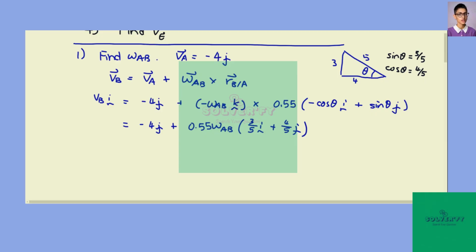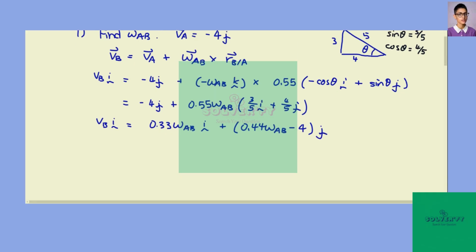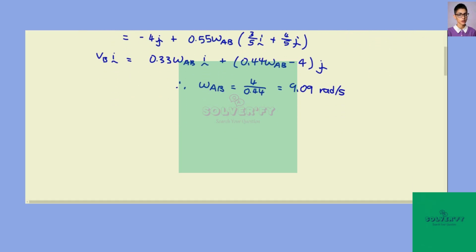So VB is 0.33 omega AB I plus 0.44 omega AB minus 4 J. We only need omega AB, so this means that omega AB is equal to 4 divided by 0.44, which is 9.09 radians per second. VB can be found, but it's not required.